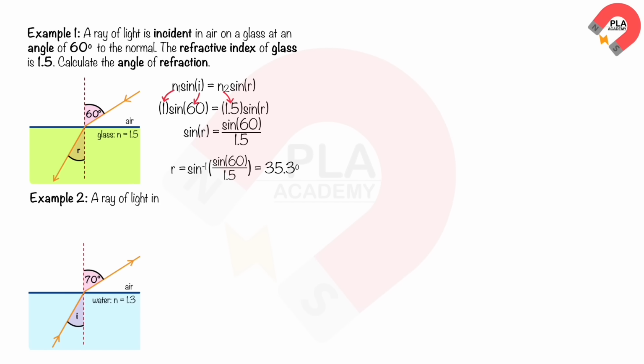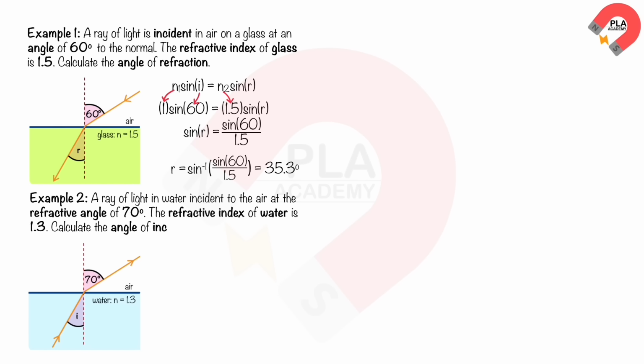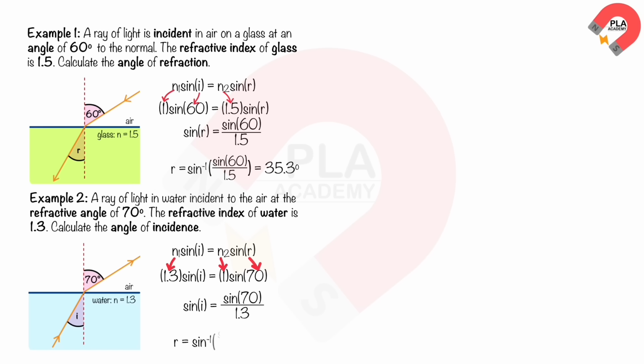Example 2. A ray of light in water is incident to the air at the refractive angle of 70 degrees. The refractive index of water is 1.3. Calculate the angle of incidence. From Snell's law, substitute N1 equals 1.3 for water, N2 equals 1 for air, and R equals 70 degrees. So, sin I equals sin 70 over 1.3. Then calculate I to get I equals 46.3 degrees.